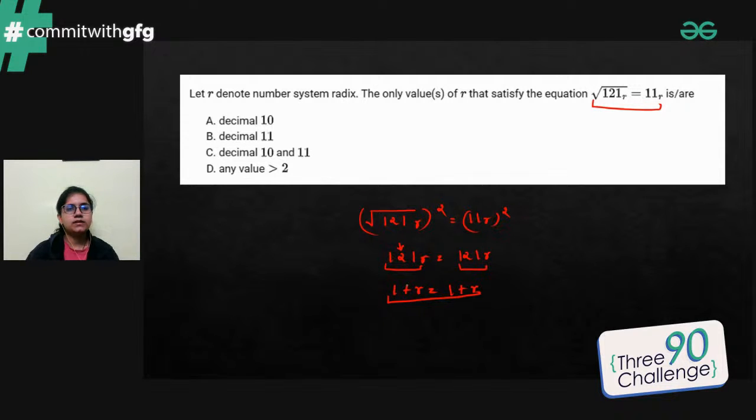Yes, because here if we do 1 1, this should be greater than 2. The base should be greater than 2. Here if it is 2, then all the values inside this should be less than 2. Yes, absolutely correct. I hope you got this. So what is the answer for this question? It is option D. Option D.